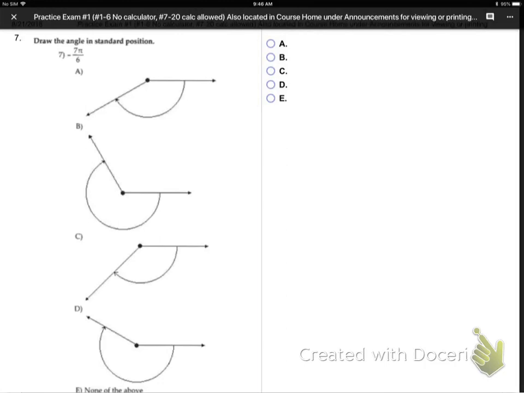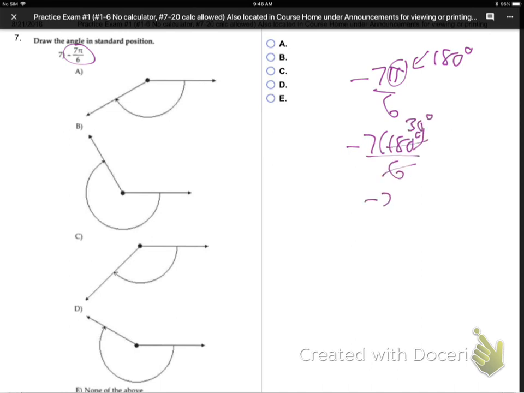Figure out the drawing. I don't think you can see it. Negative 7 pi over 6 is what it says right here. Figure out which one of those is the angle drawn in standard position. It's a good question. Kind of tricky. So at this point, you'll have your regular calculator, not the graphing calculator. We're on part 2 now, so you can use your calculator. It'd be easy enough to pop in a 180 on your calculator, and you'll get negative 210, real quick.